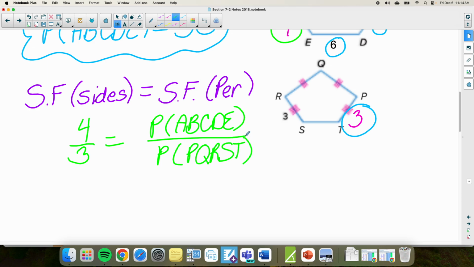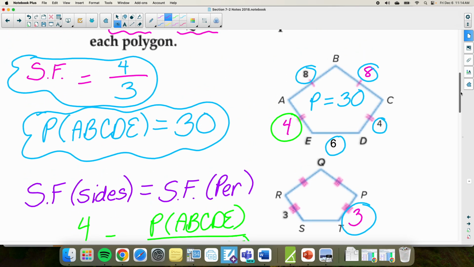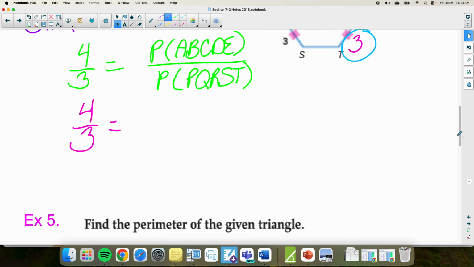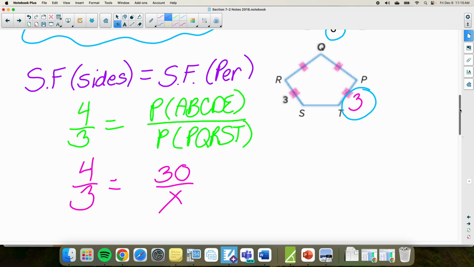Okay, so now I can go ahead and solve that because I have 4 over 3 equals. I know the perimeter of ABCDE is 30, and I can find the perimeter of this bottom one, and I can just do cross products. So if you had found each individual side here, that would have been 3 steps. If you do it this way, it's 1 step, okay?